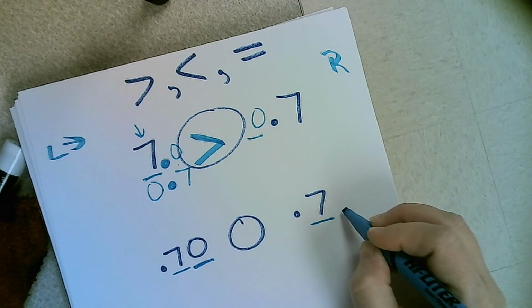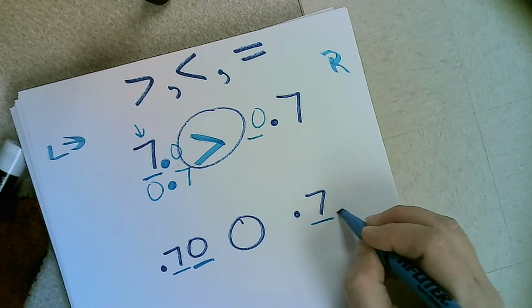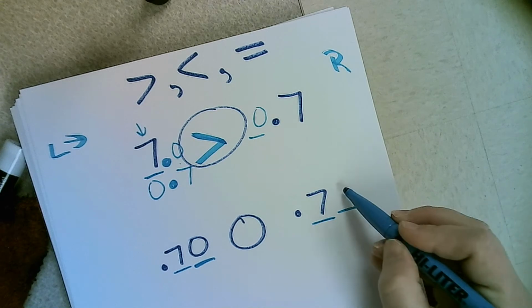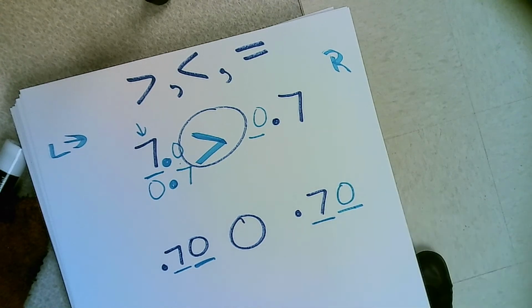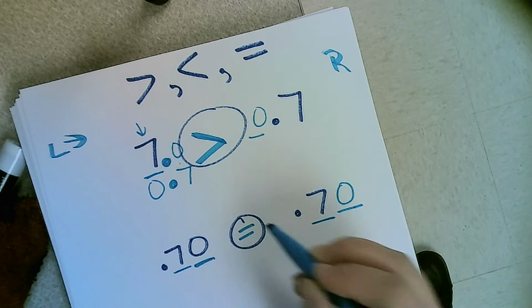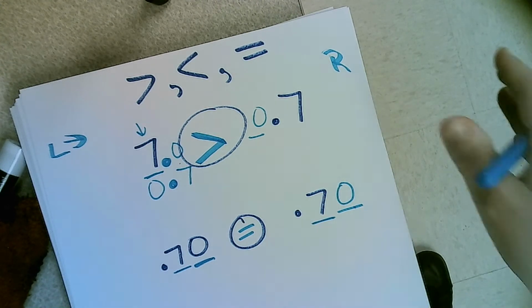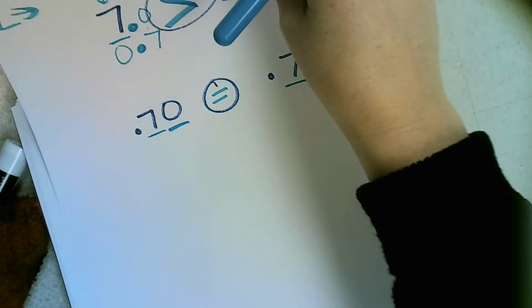This one is 7, 0, and then this is 7, nothing. Well, in math, nothing is something. Nothing is 0. So they are actually both equal. Now let's do one more.